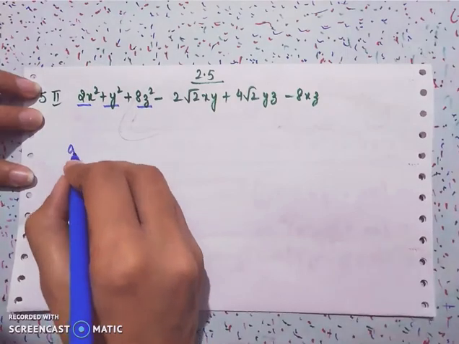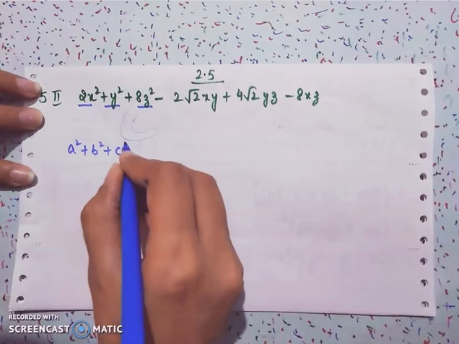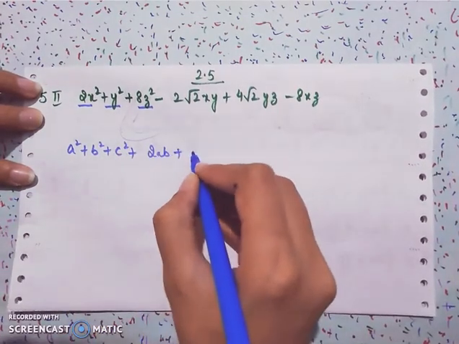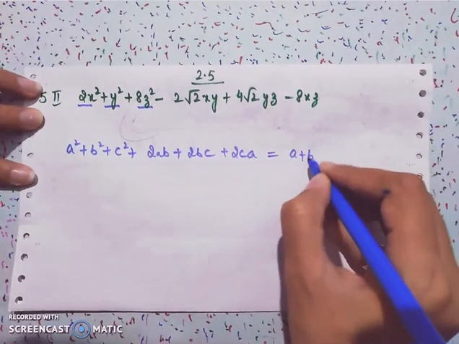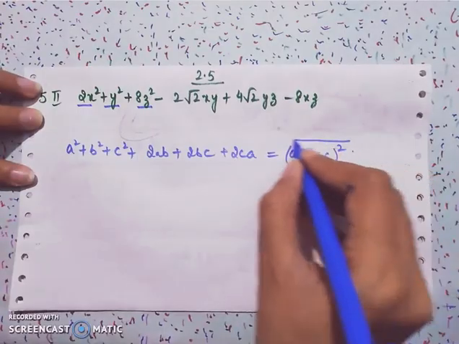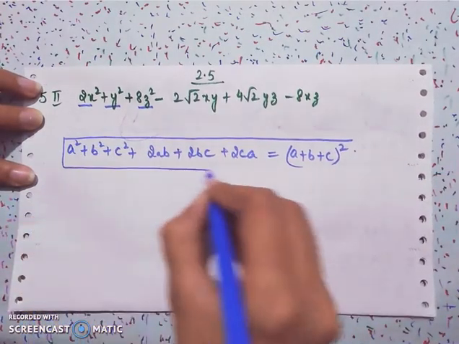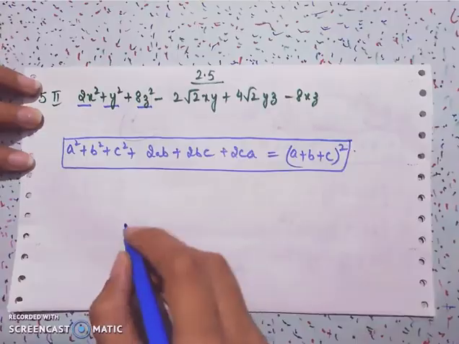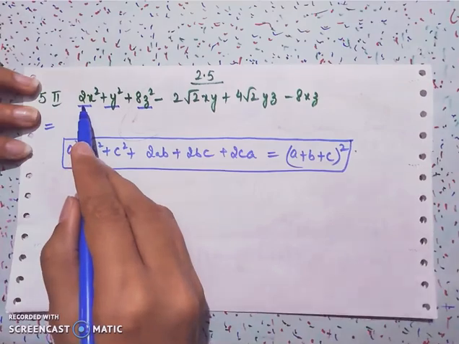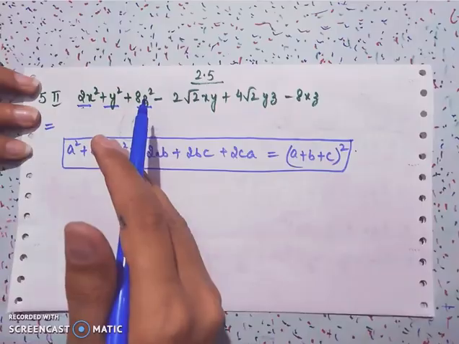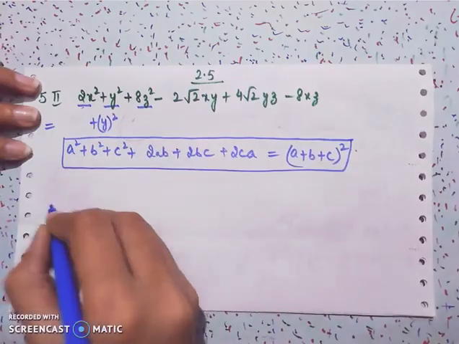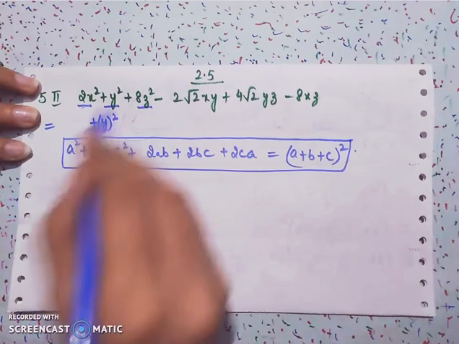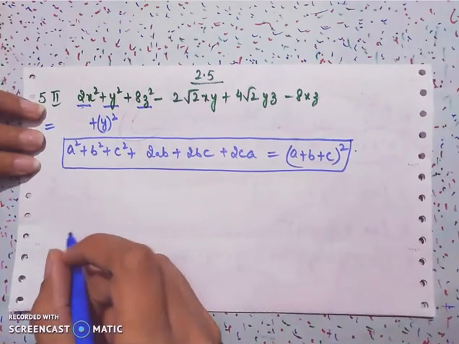That identity is a square plus b square plus c square plus 2ab plus 2bc plus 2ca is equal to a plus b plus c whole square. This identity will be used in this question to factorize. Now, some students find it difficult to write this 2x square in the form of a perfect square. Y square can very easily be written as y whole square, but in the case of 2 and 8, some students find it difficult. So let us solve this problem.